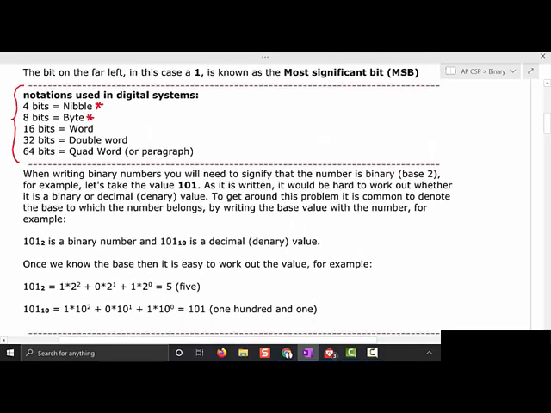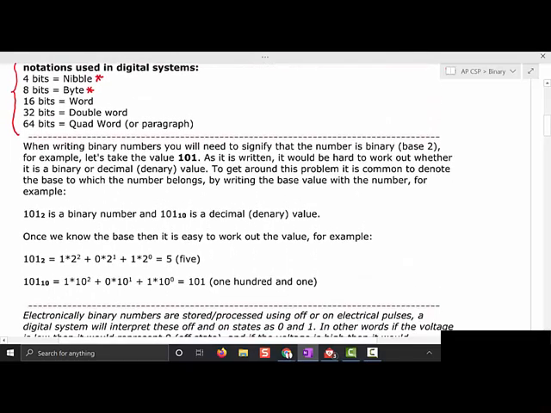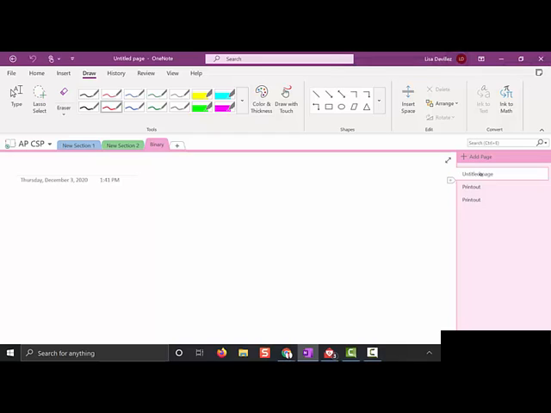Down here, how do you know what base the number is? Well, they usually do a subscript right next to the number, like these are, to let you know what it is. And so let's take a look at what that even means. I'm going to break out a different page here.